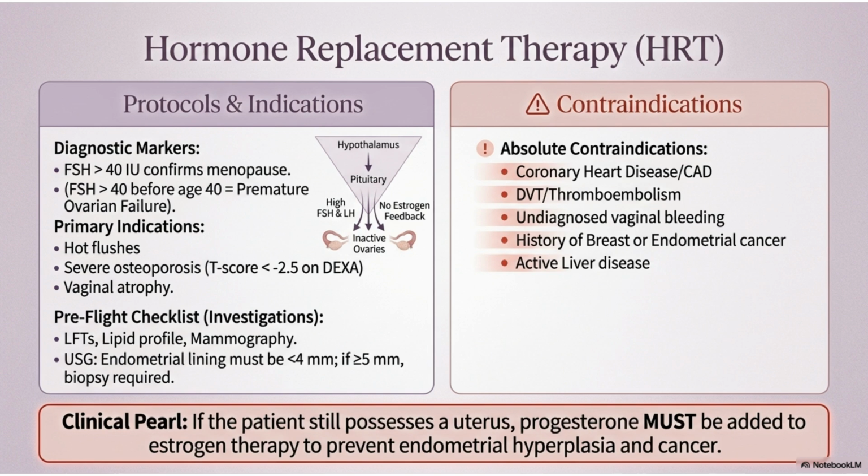HRT is indicated for hot flushes, severe osteoporosis, and vaginal atrophy. However, it is absolutely contraindicated for patients with active liver disease, history of breast cancer, or undiagnosed vaginal bleeding. A vital clinical pearl: if a patient has a uterus, progesterone must be added to estrogen therapy to prevent endometrial cancer.